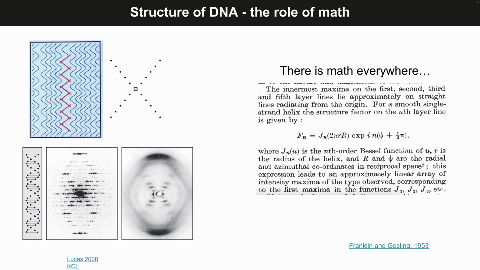what it looks like. In the 2008 paper, which is a review paper trying to revisit what happened and how Watson and Crick used this photograph to deduce that this was a double helix, it shows that to be able to go from this to a double helix, you have to go through this Bessel's function math.